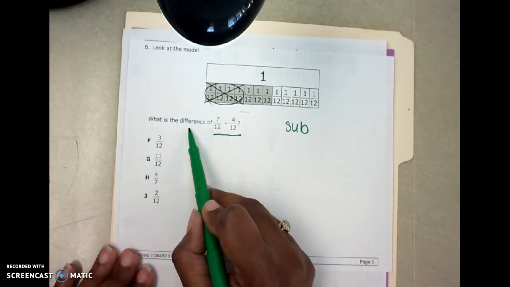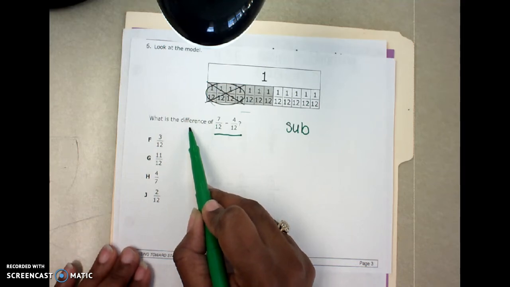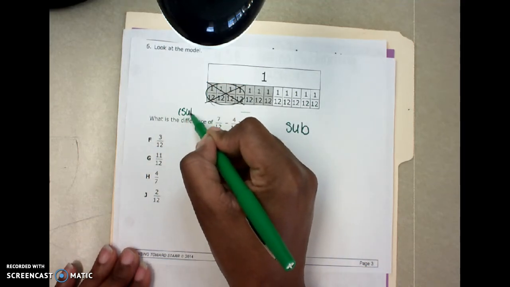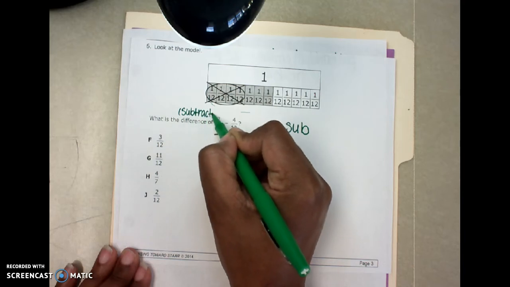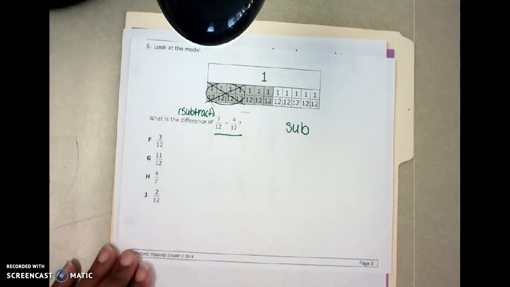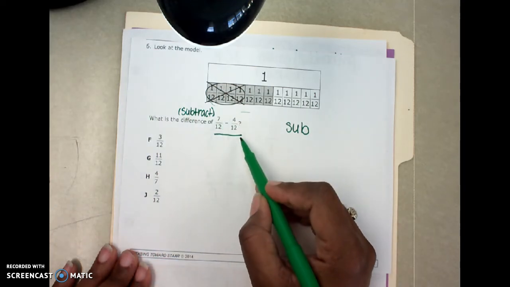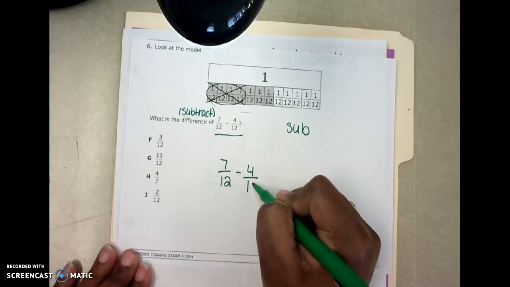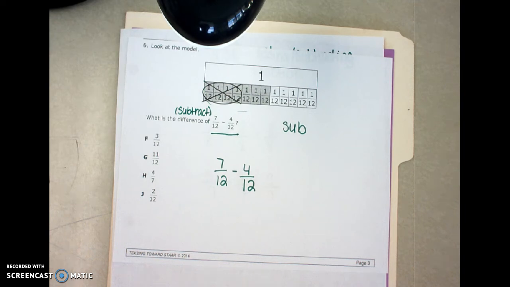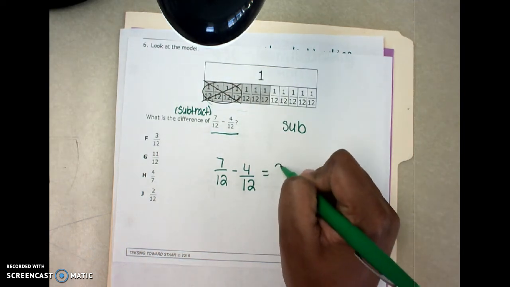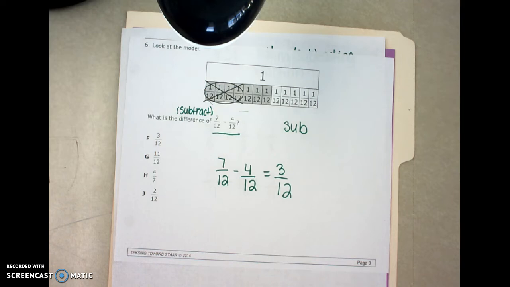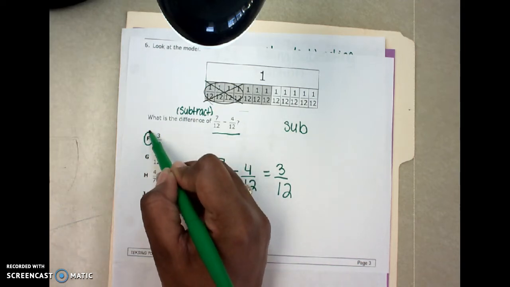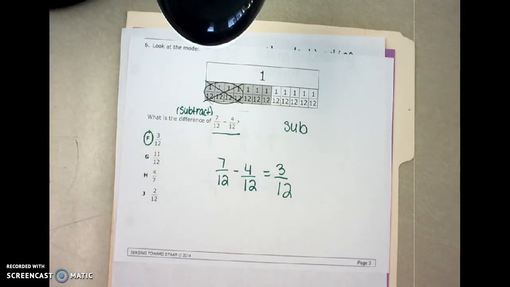If you had forgotten what the word difference means in math, difference is the answer to a subtraction problem. So every time I see that word difference in math, I always think subtract. So we are subtracting 7 12s minus 4 12s. 7 12s minus 4 12s would be 3 12s. And which one is my answer? Answer choice F.